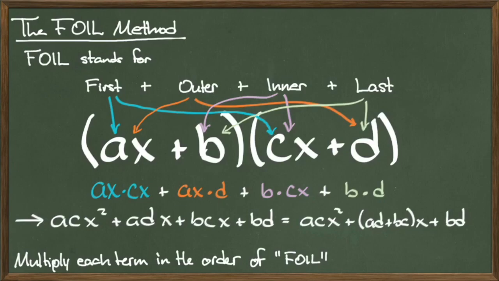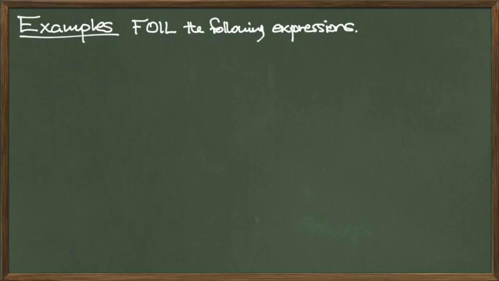I know it looks like there might be a lot going on here, and the letters definitely don't help, but simply remembering the word FOIL helps you remember the order in which you are supposed to multiply the terms. The FOIL method is a very useful technique, but it can only be used if the polynomials being multiplied each have two terms. Here, ax plus b has two terms, and so does cx plus d. Okay, let's look at some examples. Oftentimes the word FOIL is used as a verb, but that just means multiply polynomials by using the FOIL method.